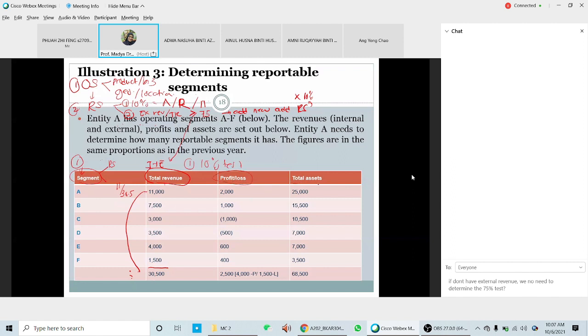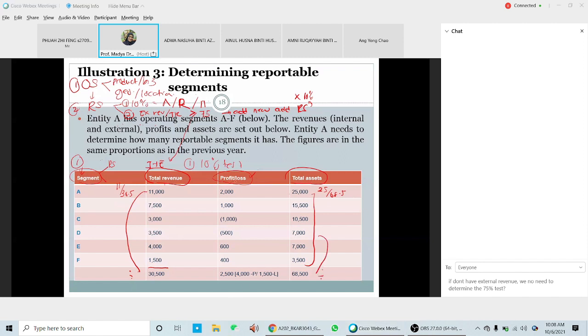I just want to explain the total assets first because this one needs more explanation. For total assets, it is 25 divided by 68.5, so I am going to divide each of these figures by 68,500.